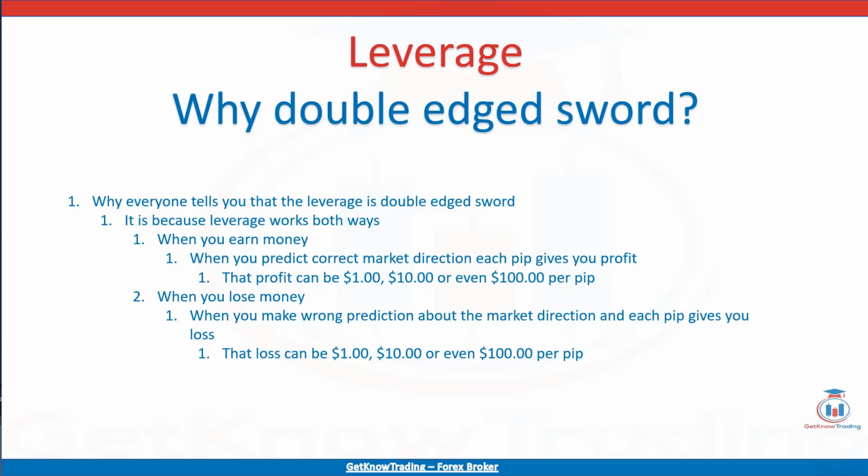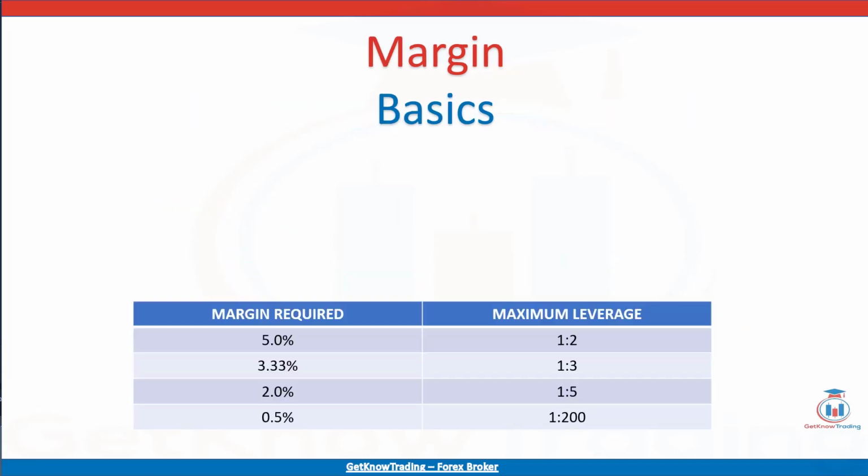When you make money, when you predict the correct market direction, each pip gives you profit. That profit can be $1, $10 or even $100 per pip. When you lose money, when you make a wrong prediction about the market direction and each pip gives you loss, that loss can be $1, $10 or even $100 per pip. By the example above, you see that leverage works in both ways. That's why it's important to select the correct leverage so you do not lose a lot when the market moves in the wrong direction. This was enough about pip value, lot size and leverage.